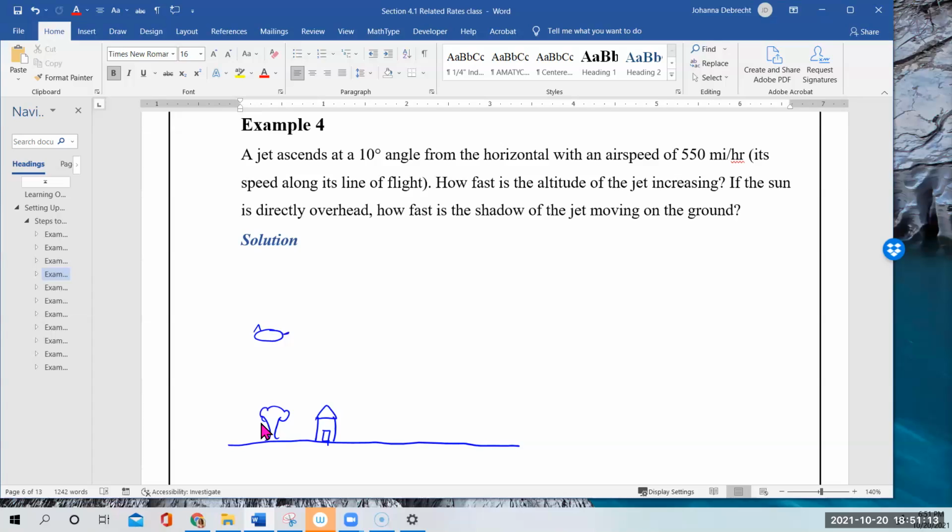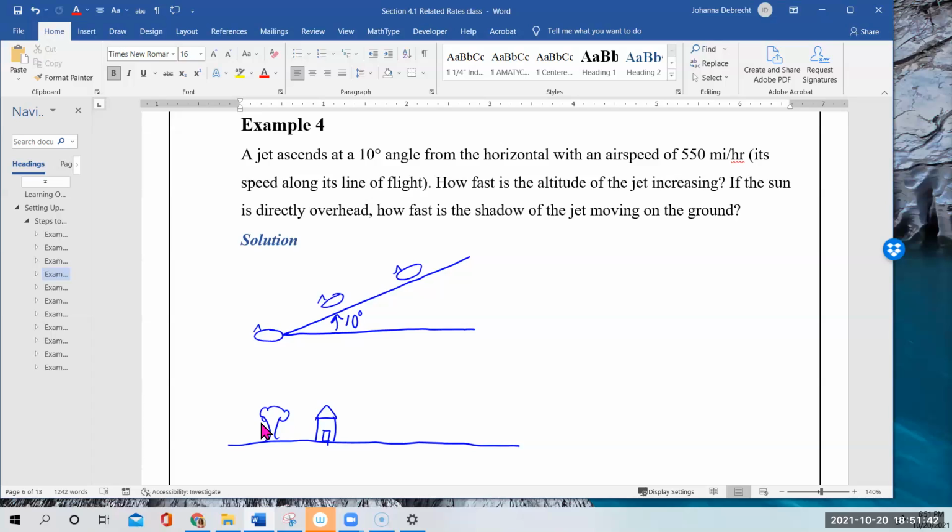A jet ascends. Ascends means to go up at a 10-degree angle from the horizontal. It was flying straight across. Now it's moved up 10 degrees. That means that the angle that the airplane is flying at has changed. And yes, I know my airplane looks like a cat with one ear, but that's my all-purpose vehicle, which is a plane.